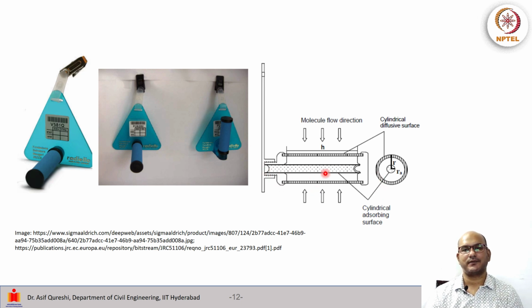And this is the schematics of how it may look like. So this is our passive sampler, and this dotted surface is the adsorbing surface. So this cylinder surface is the actual adsorbing surface, and we have a diffusive surface above it, which is here. So the analyte will diffuse through this diffusive surface and reach the adsorbing surface and become adsorbed to the sampler.